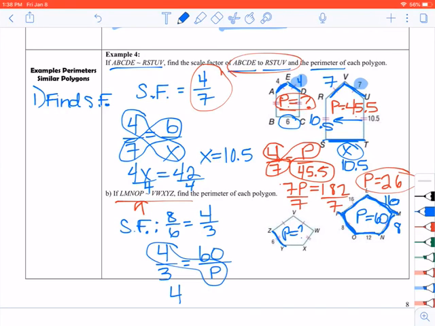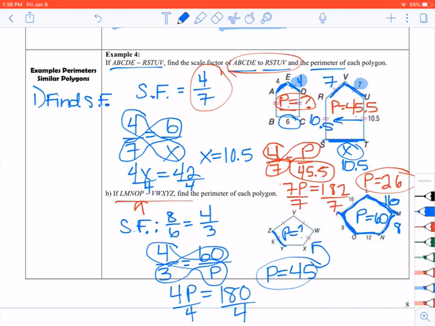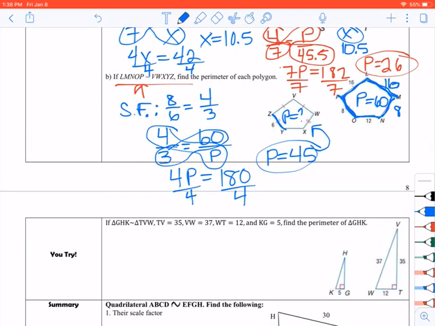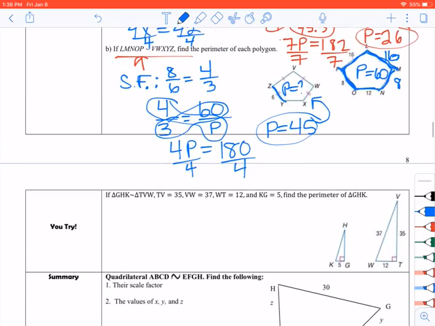So 4 times P is 4P. 3 times 60, we get 180. And then divide by 4. And we should get P equals 45. So the perimeter of the first one was 45, the perimeter of the second one was 60. Okay, so just like we did with the sides, setting up a very similar proportion. Go ahead and try this U-try.